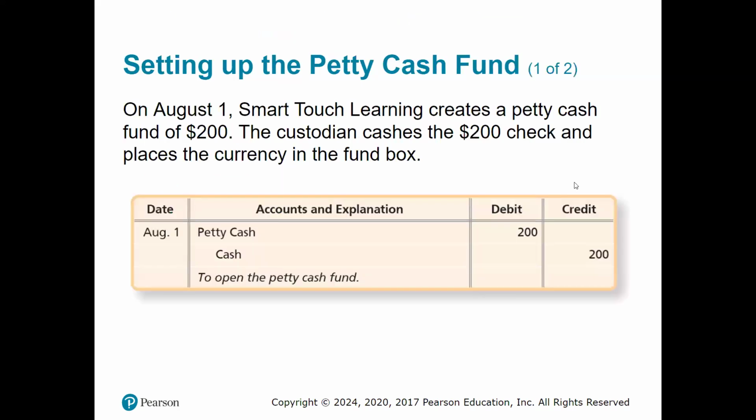So to establish a petty cash account, all you do is you have a separate account on your general ledger called petty cash. You would debit petty cash for the amount that you're putting in there, and you're going to credit your regular cash account. How that might actually occur in real life when you're recording that, you might have somebody who goes out and cashes a check for $200, puts the cash into a cash box, and then we create this journal entry to debit petty cash and credit cash to track that cash has been moved into petty cash.